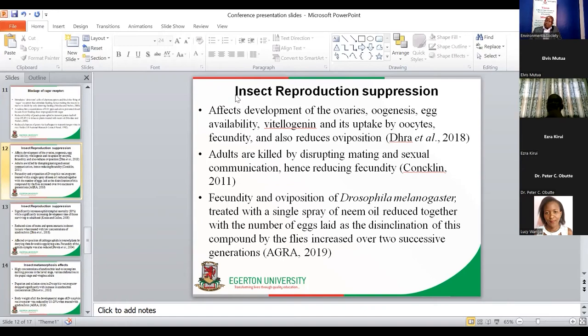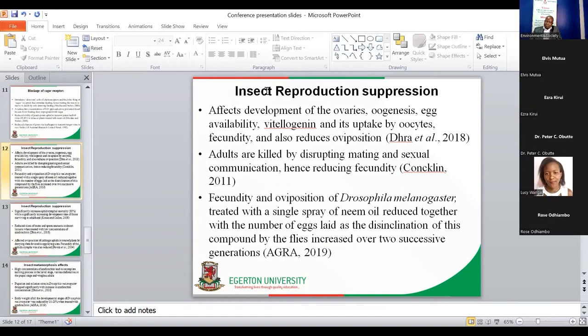Also, azadirachtin causes insect reproduction suppression, whereby it affects the development of ovaries, oogenesis, and egg availability, and also causes reduced fecundity and oviposition of these pests. Adults are also killed by disrupting mating and sexual communication, hence reducing the fecundity. In a case study, the fecundity and oviposition of Drosophila melanogaster treated with a single spray of neem oil were reduced, and the number of eggs was also reduced.